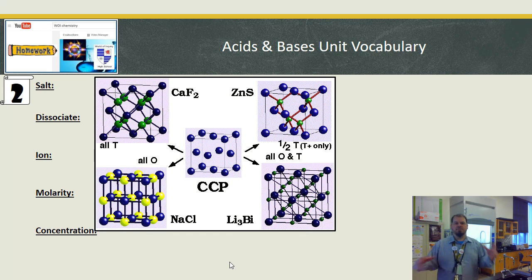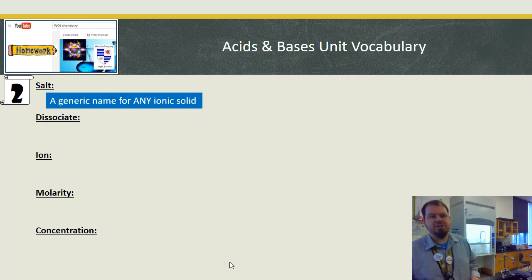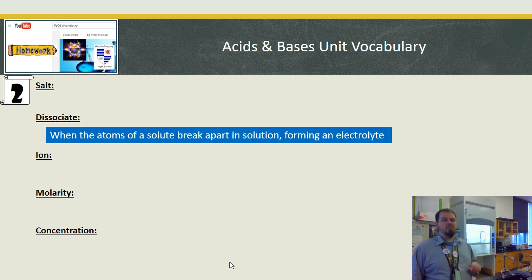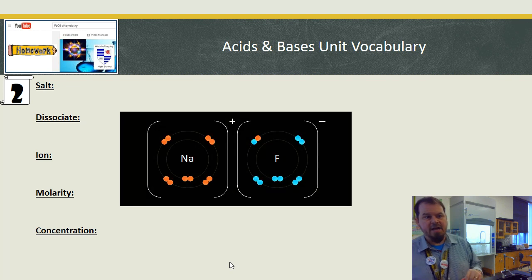Salt, here's a bunch of them. All of these, if you look, metal, non-metal, these are all ionic solids. Okay, so a salt is a generic name for any ionic solid. Dissociate, I believe, is a word that we should know by now. We've seen it a few times. Dissociate is when the atoms of a solute break apart in solution, forming the electrolyte. It's the breaking down piece farther than dissolve. Lots of things dissolve, only ionics dissociate.